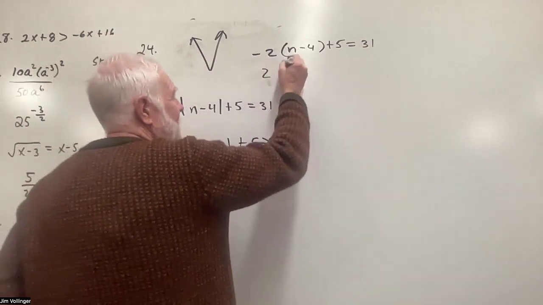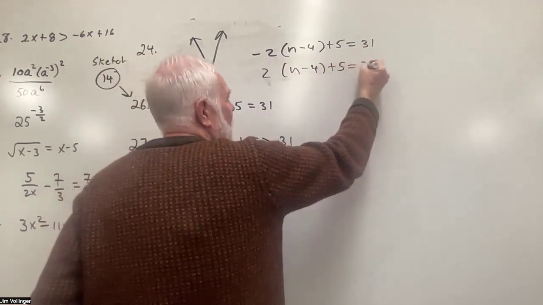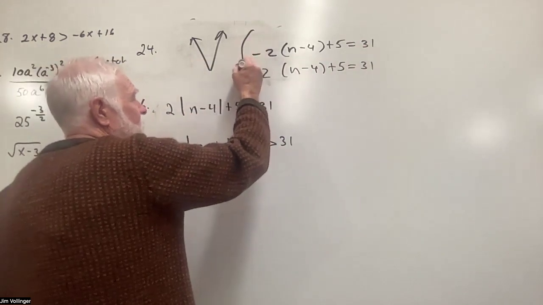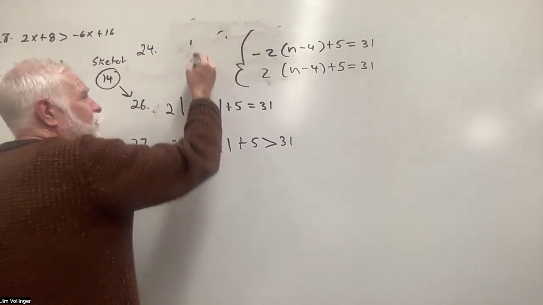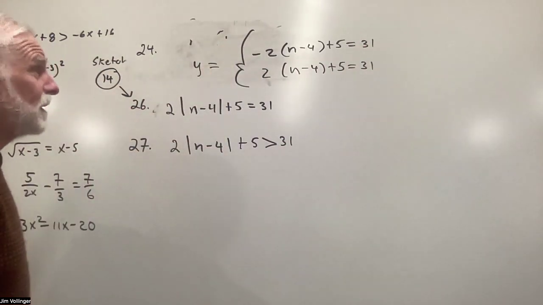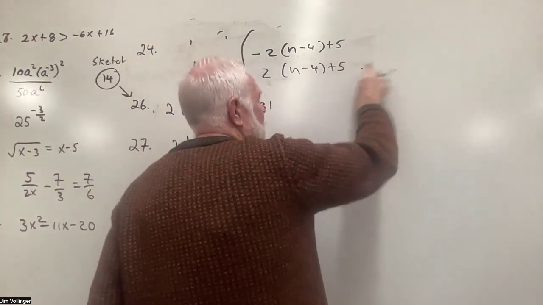And the other one is positive 2(n minus 4) plus 5 equals 31. We'll solve both of those in a minute. There are better shortcuts, but this is what I mean by a piecewise function. This absolute value V-shape could have been written as two pieces. I didn't write it as a piecewise; I did the equation, my fault. Too much of a hurry.